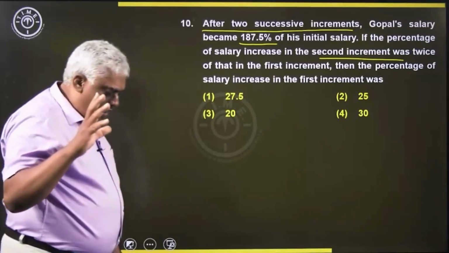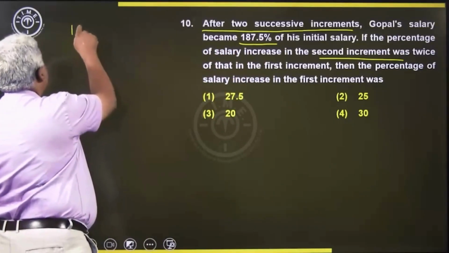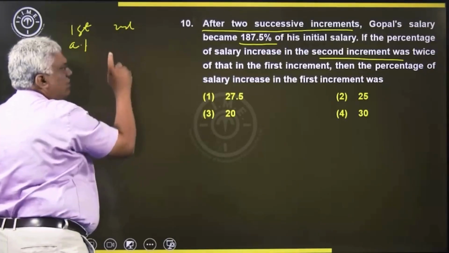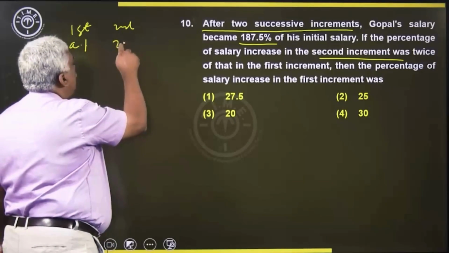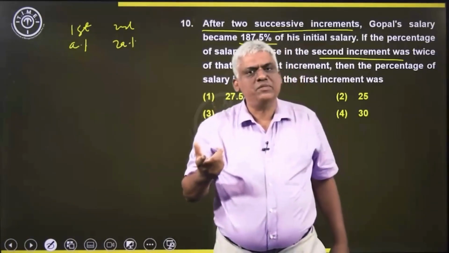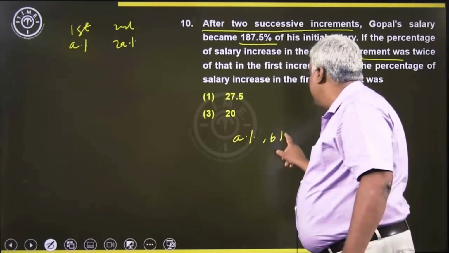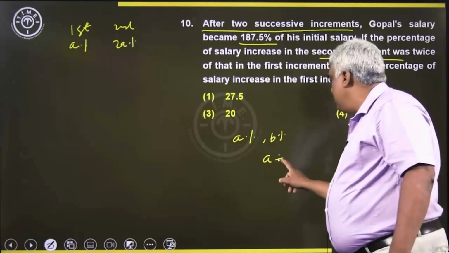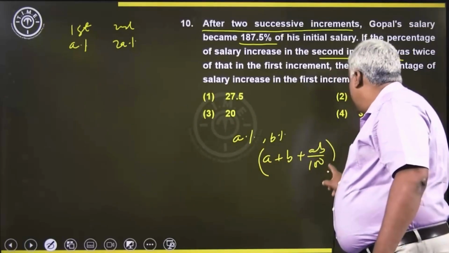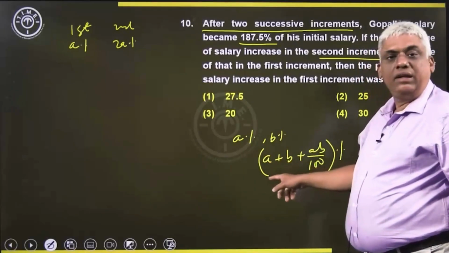Okay. Let us say the increment in salary in the first installment was A%. In the second installment, it is increased twice, so it is 2A%. Now, we have this formula for successive percentage change: if something changed by A% and again by B%, the overall change is A plus B plus AB by 100%. If there is an increase, we will take the plus sign; if there is a decrease, we will write the minus sign.